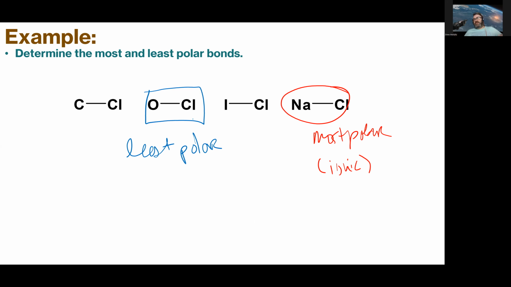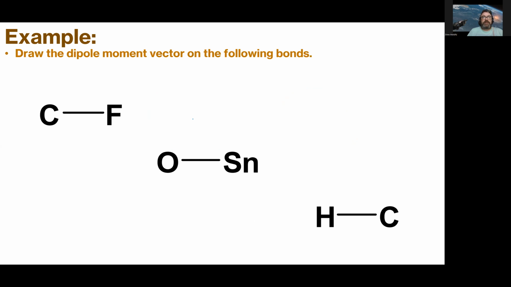As far as the other two, if you actually look at the Pauling numbers, carbon and iodine are very, very similar. So CCl and ICl are going to be roughly the same, and they're going to fall in between these two extremes. Okay. I got one more thing for us to do here.